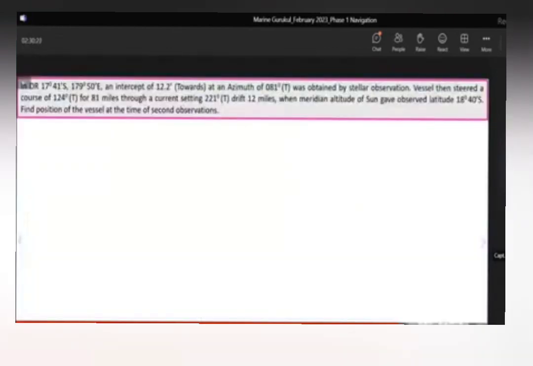Let's apply what we have learned to solve a few questions. In DR 17 degrees 41 minutes south, 179 degrees 50 minutes east, an intercept of 12.2 miles towards an azimuth of 081 degrees true was obtained by a stellar observation. Vessel then steered a course of 124 degrees true for 81 miles through a current setting 221 degrees true, drift 12 miles, when meridian altitude of the sun gave an observed latitude of 18 degrees 40 minutes south. Find the position of the vessel at the time of second observation.